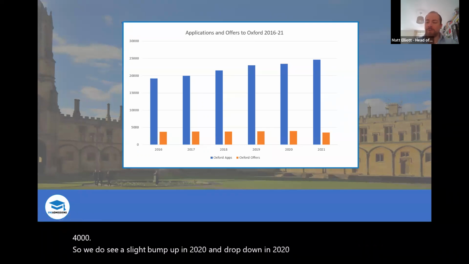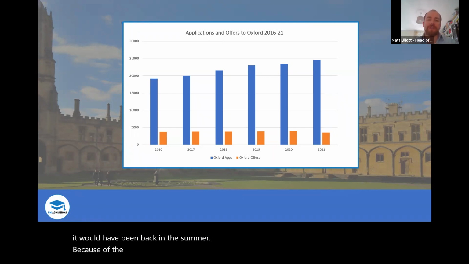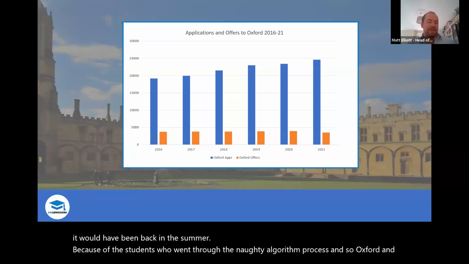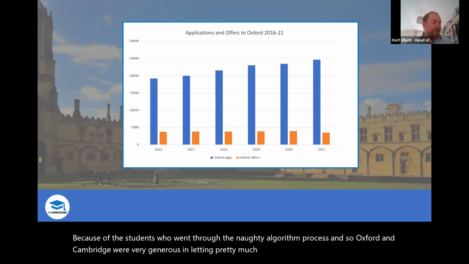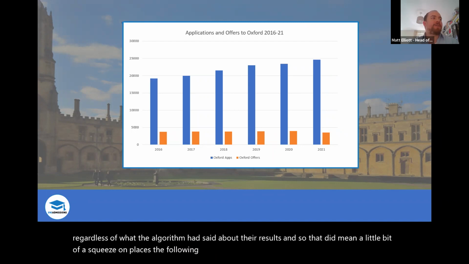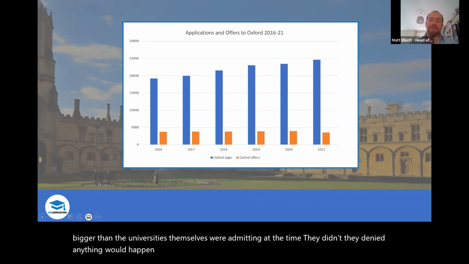And that's, as we talked about, God, it would have been back in the summer, because of the students who went through the naughty algorithm process. And so Oxford and Cambridge were very generous in letting pretty much everyone who had an offer in, regardless of what the algorithm had said about their results. And so that did mean a little bit of a squeeze on places the following year. Not as big as we had perhaps predicted, but certainly bigger than the universities themselves were admitting at the time. They denied anything would happen, but the graphs do not lie.